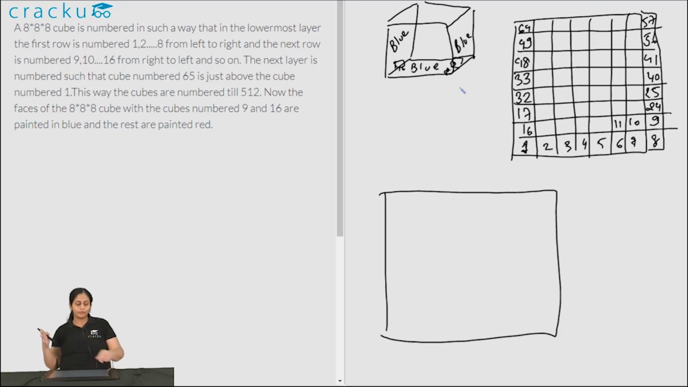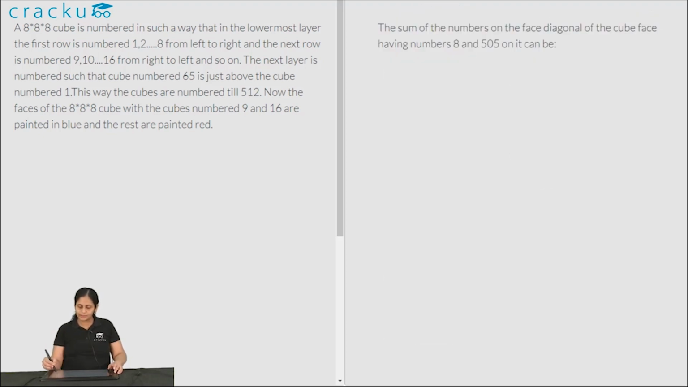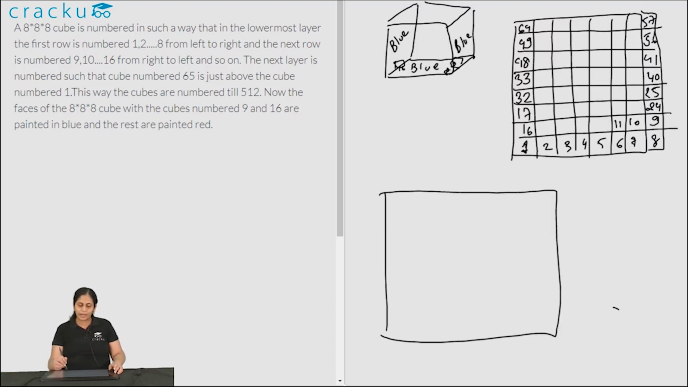Now I want to see the blue face where 8 is, because what is asked is the sum of the numbers on the face diagonal of the cube face having 8 and 505. So this does not have 505, so the bottom face doesn't have 505. It can be either the front face with red, which has 505, or the side face with blue, which has 505. So let's figure out which one it is.